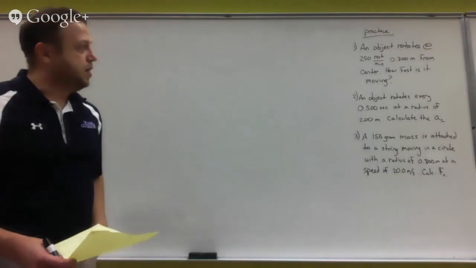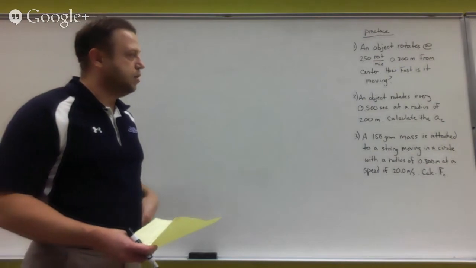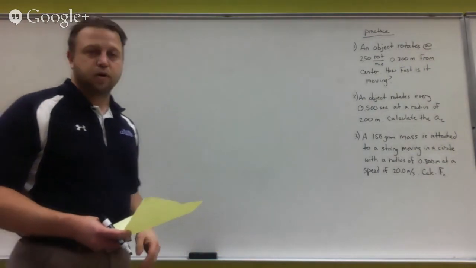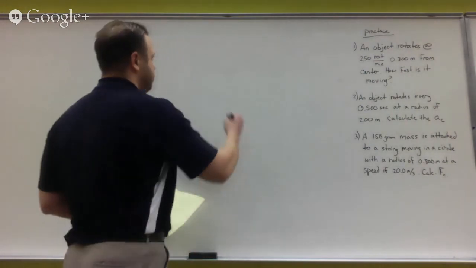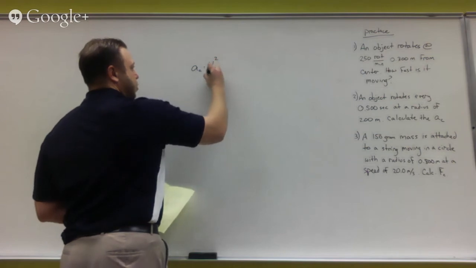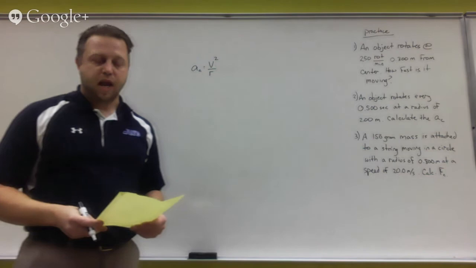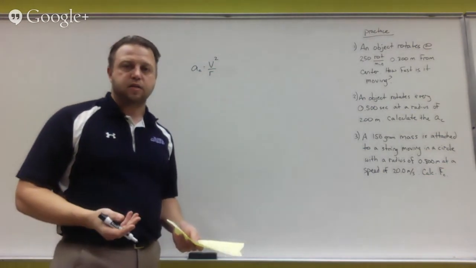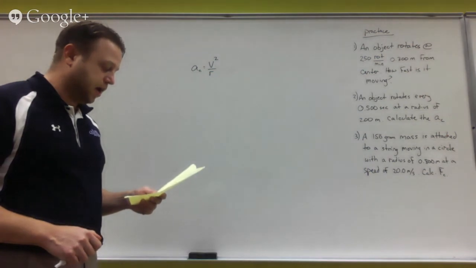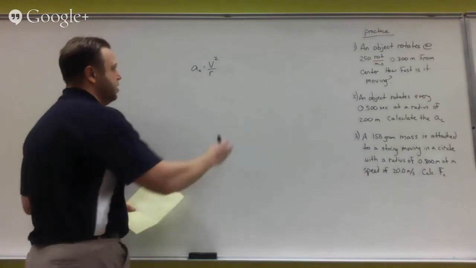An object rotates every 0.5 seconds at a radius of 2.0 meters. Calculate the centripetal acceleration. So centripetal acceleration equals v squared over r. Now, we don't know the actual velocity, and we could solve for it and then sub it into the equation, but I like to solve for everything at once. So let's derive out the equation.